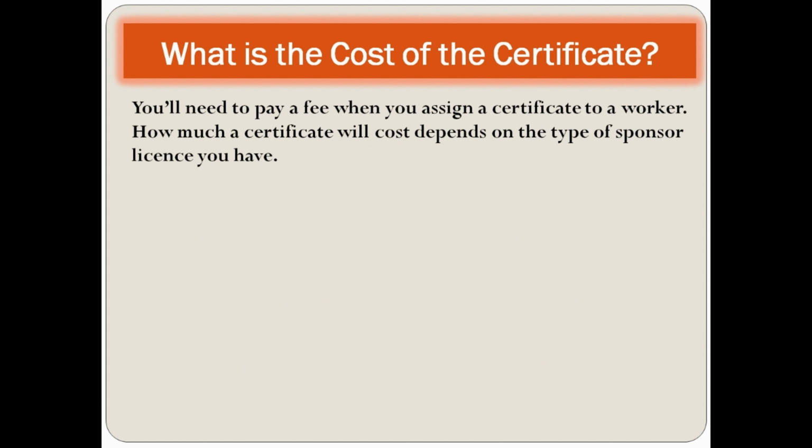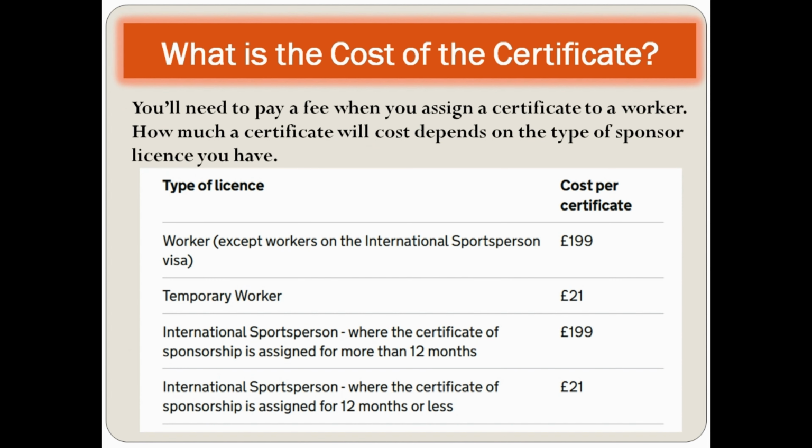What is the cost of the certificate? You will need to pay a fee when you assign a certificate to a worker. How much the certificate costs will depend on the type of sponsor license you have. So if you're applying for a temporary worker, it's £21 for the certificate. But if you're applying for a worker, like the skilled worker program, then it's £199.